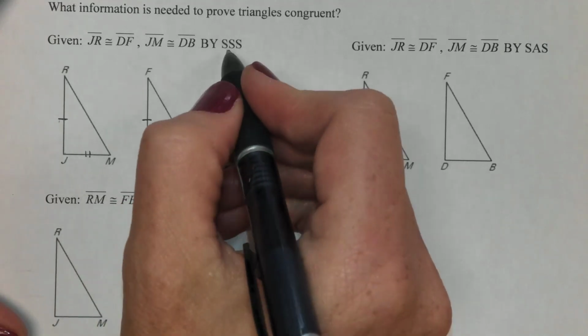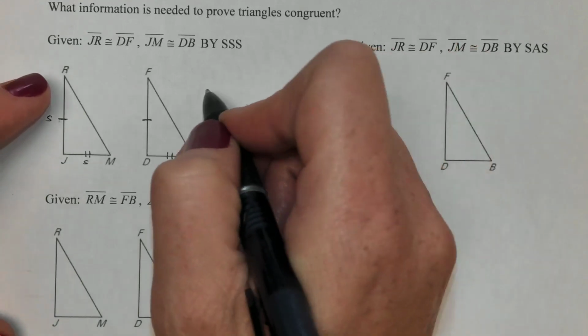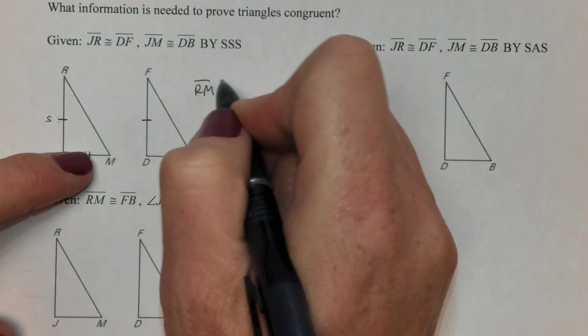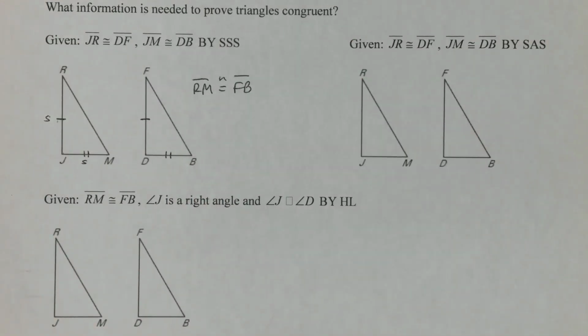And in order for me to be equal by side, side, side, I already have two of the sides. I just need to name my third one. So that's going to have to be RM, has to be congruent to FB. That's the last thing I would need in order to prove that these triangles are congruent.